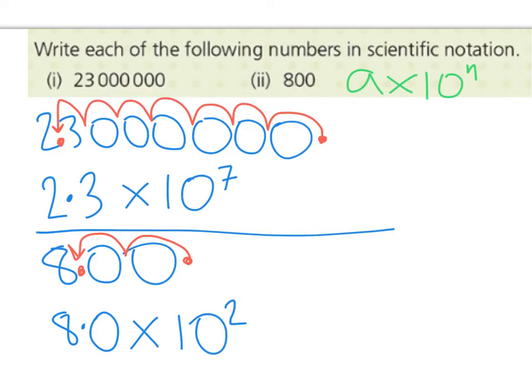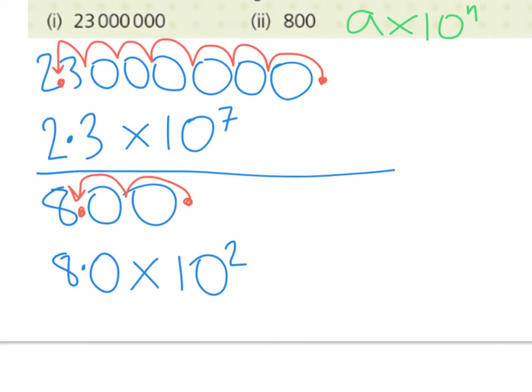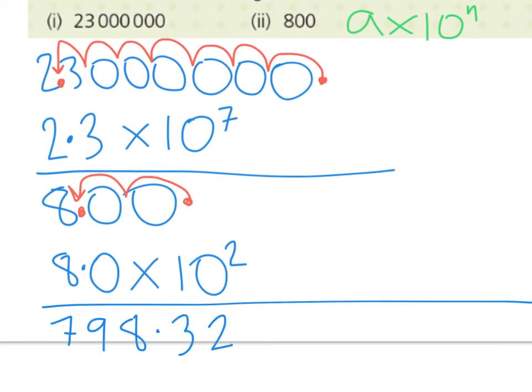So I'm going to do one more example. So let's say we have the number 798.32. Now 798.32 is actually quite close to the number 800, isn't it? So we want to change this now into scientific notation. So that means in the form of a times 10 to the power of n.